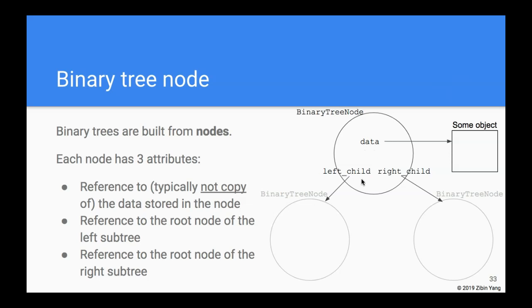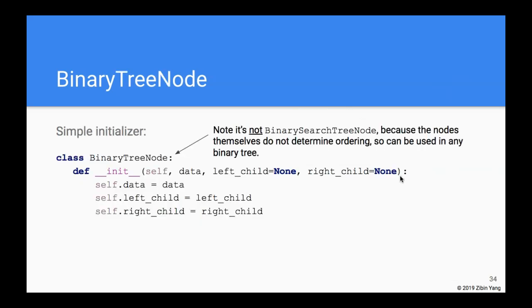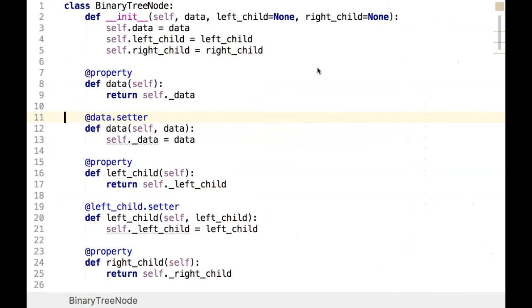And then inside each node, there should be a reference to the left subtree, or the root node of the left subtree, and also a reference to the root node of the right subtree. They're called left child and right child, as you would expect. Okay, so I've already typed this out. Here, there shouldn't be any surprise.